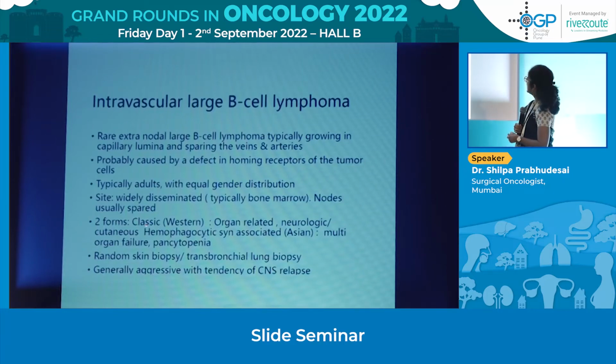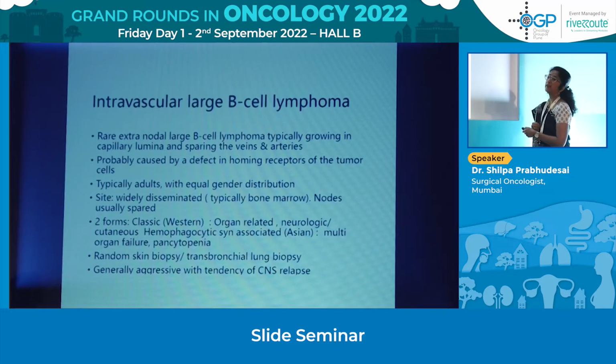There is a classic Western type, which is neurological or cutaneous, and there is a hemophagocytic syndrome associated type, which is seen more in Asians. And the interesting part is that this can be diagnosed even with a random skin biopsy. There may be no skin lesion evident, but if a biopsy is just taken, one might find this lymphoma sitting below in the skin. It is generally an aggressive lymphoma, and it has a tendency to relapse in the CNS, which is otherwise considered to be an immune protected site.